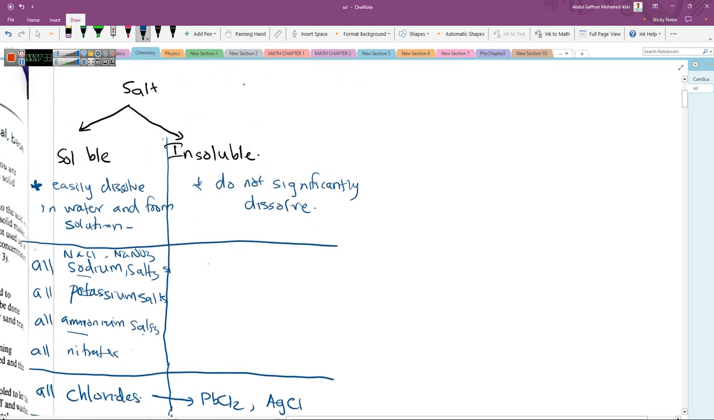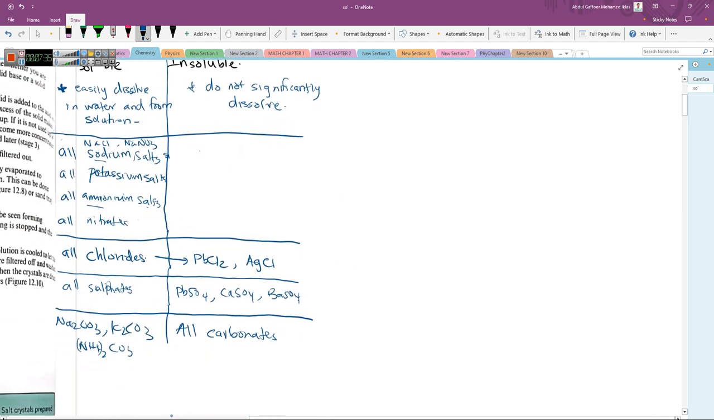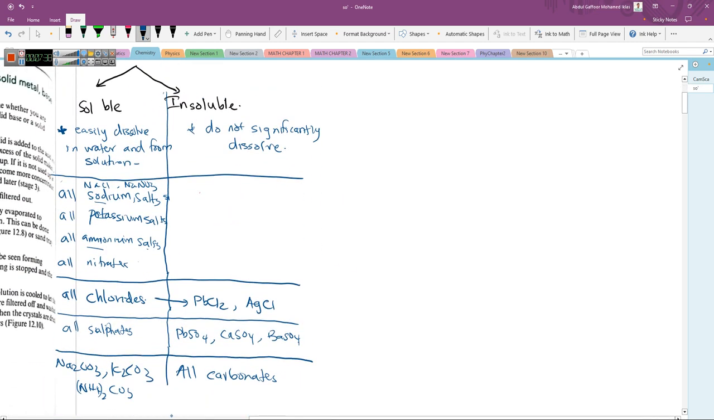So let me repeat it again. Now we classified salts into two major categories. The first one is soluble and the other one is insoluble, right? So what are soluble salts? They can easily dissolve in water and form solutions. On the other hand, the insoluble salts do not significantly dissolve, right?